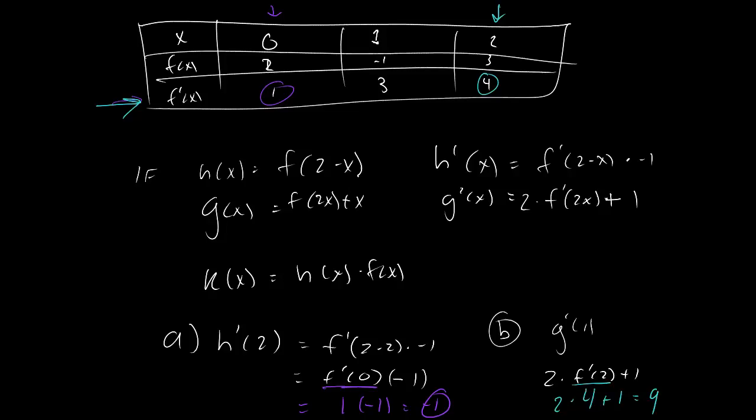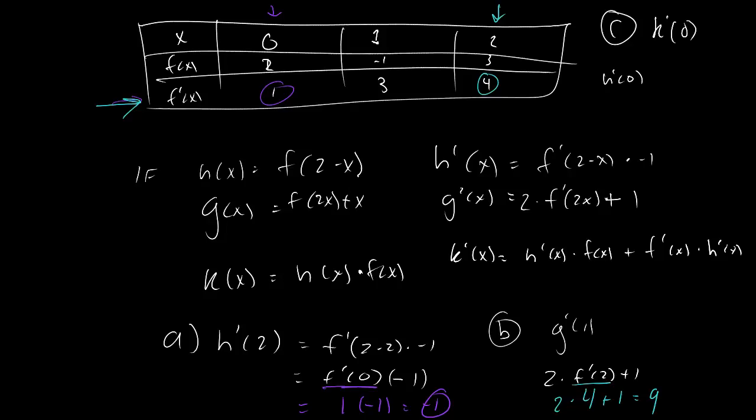And last but not least is C. I'm going to cramp it up over here, sorry. I'm looking for k prime of 0. So that means I have to find my k prime. Well, I have the product, so derivative of the first times the second plus derivative of the second times the first. And I plug in 0, so I'm going to get h prime of 0 times f of 0 plus f prime of 0 times h of 0.